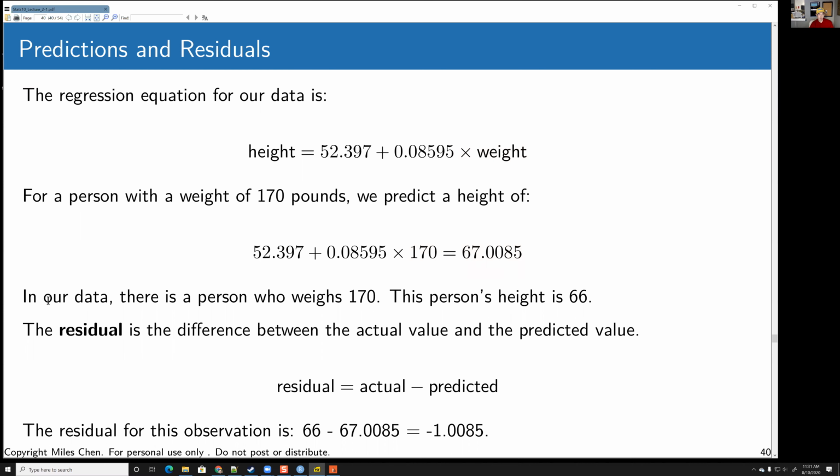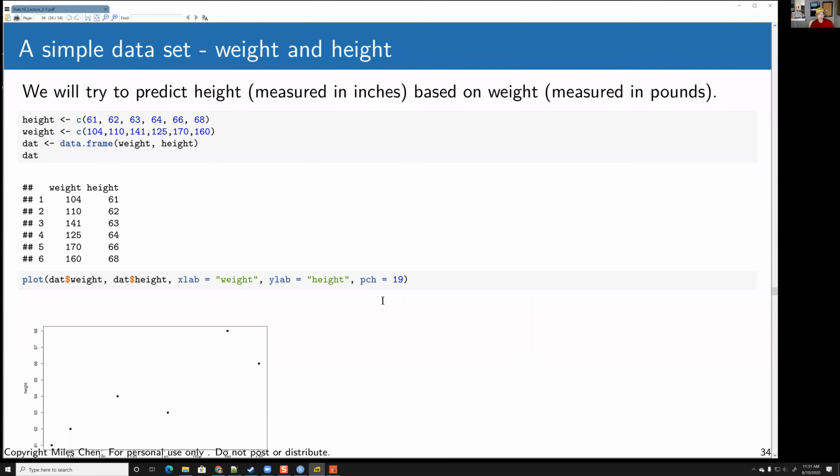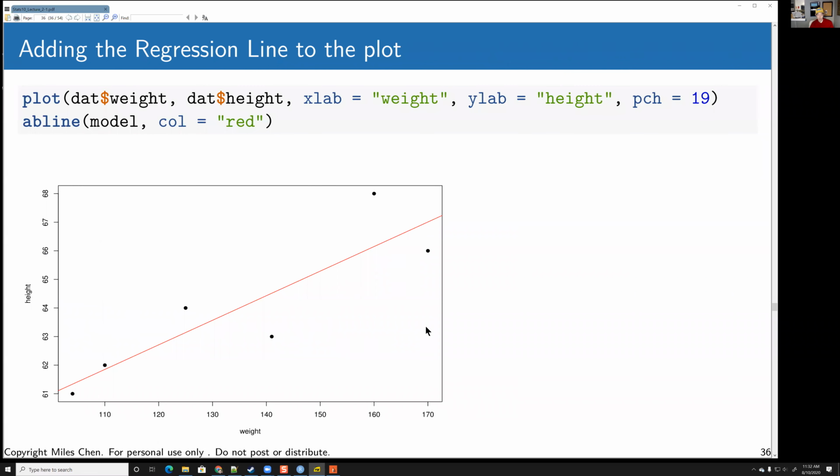And in our data, we can look, right, at our data, and there is somebody who weighs 170 pounds, and their height is 66. So the person who weighs 170 pounds, their height is 66. According to this regression line, we predict their height to be around 67. So this is the actual value. This is what the red line represents, what we predict this person's height to be.